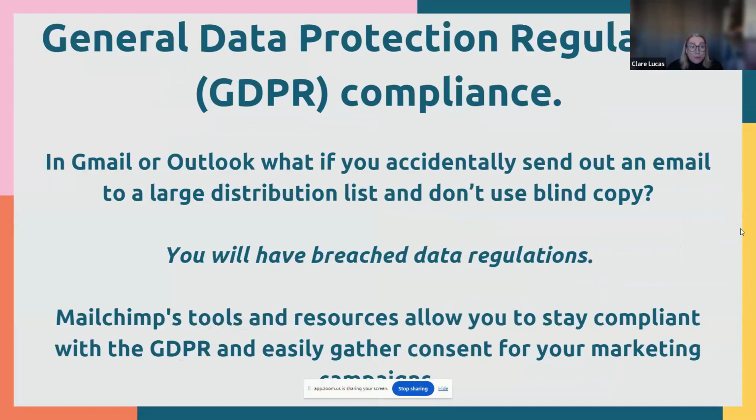And it all boils down to the General Data Protection Regulation, as we know it, GDPR compliance. So in Gmail or Outlook, what are you going to do if you accidentally send out an email to a really large distribution list and you don't use blind copy? So you send it out, and everybody that you've sent it to has seen everybody else's email addresses that you have also sent that email to. This means that you will have breached data regulations, and that is something that we really, really want to avoid.